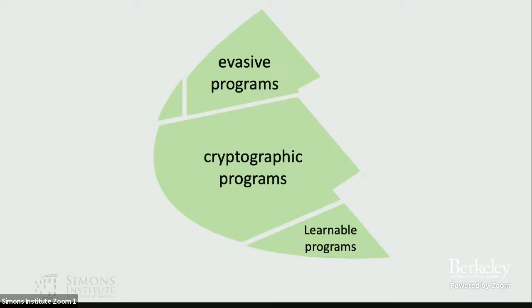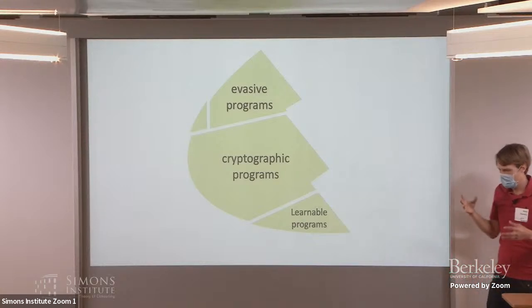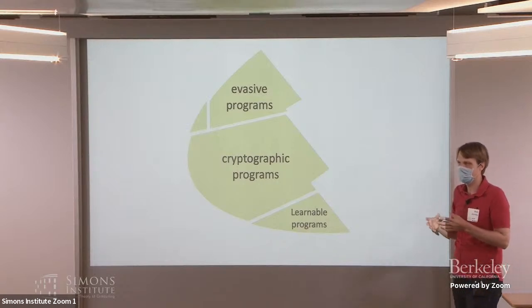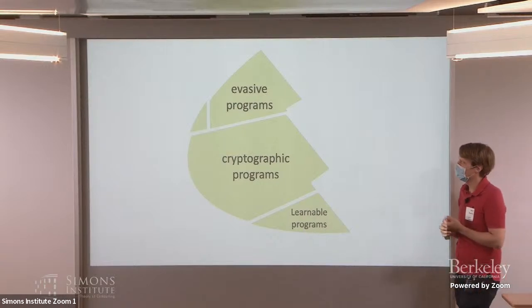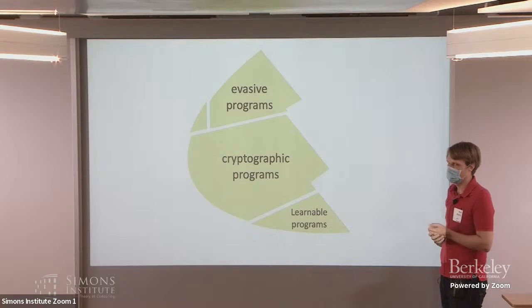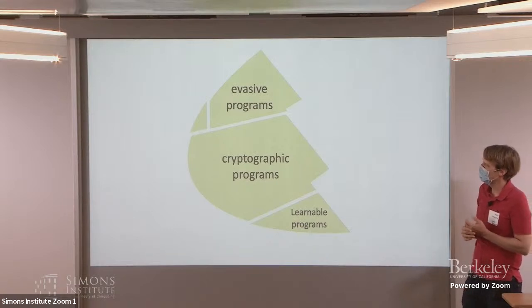And then what we know from the last 10 years of work on applications of iO is we know how to obfuscate a lot of cryptographic programs. And we also know how to obfuscate evasive programs, or some evasive programs. Evasive programs are those where the set of accepting inputs is very sparse, and any particular input is unlikely to have caused the program to accept. So things like point functions and whatnot. So for a lot of evasive programs, we know how to obfuscate them.